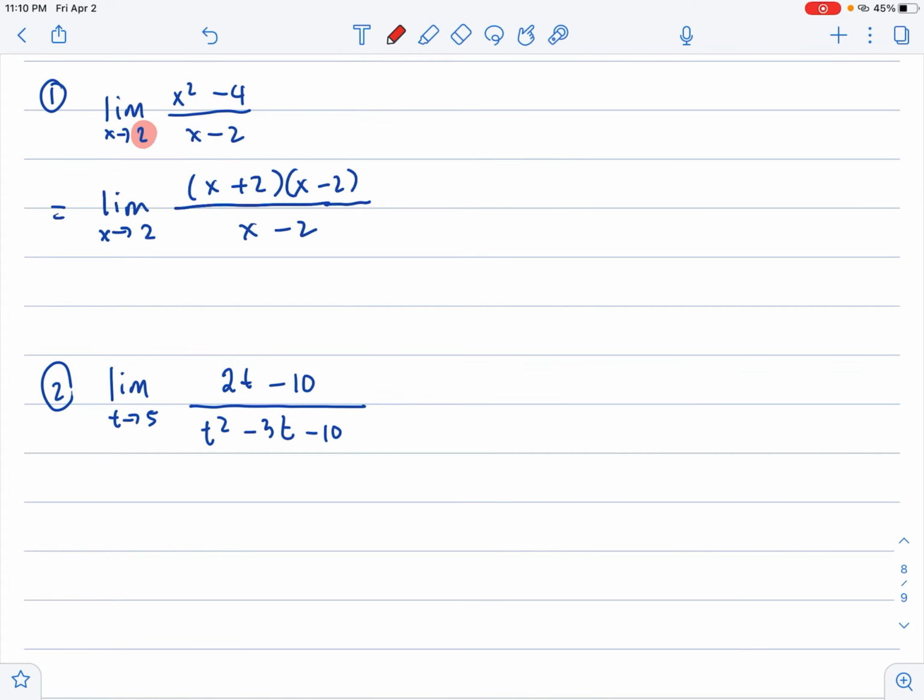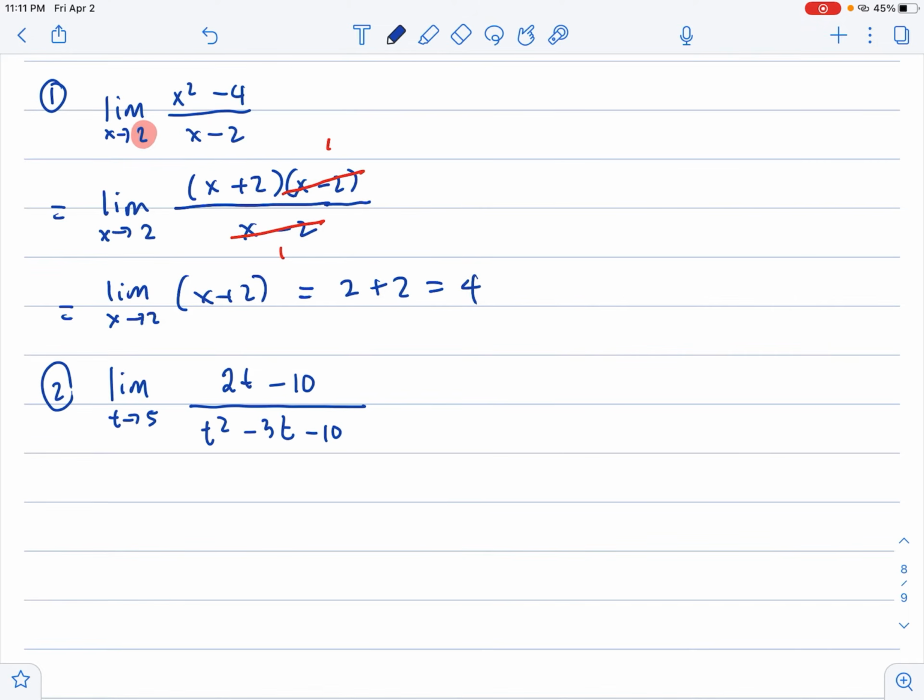And may common factor tayo na x minus 2. So divided by x minus 2, 1. Which means that we are left with the limit as x approaches 2 of x plus 2. And that is equal to, this is already a polynomial function, which means na pwede na tayo mag-substitute directly. Substitute natin yung 2 dun sa x. So 2 plus 2 is equal to 4.